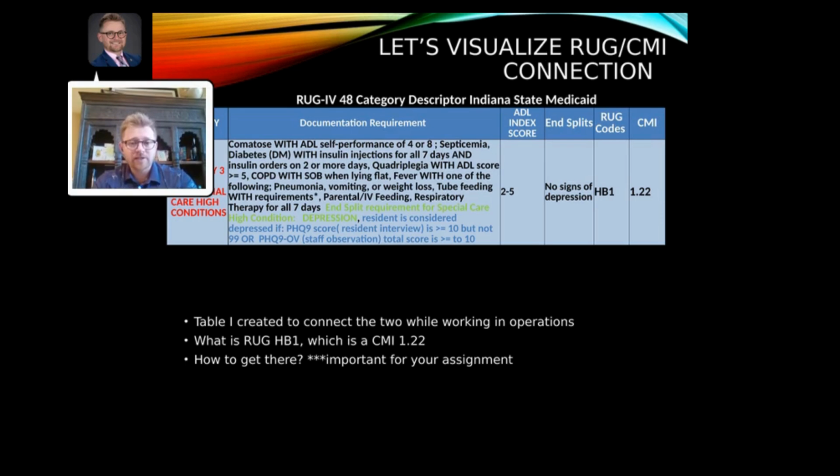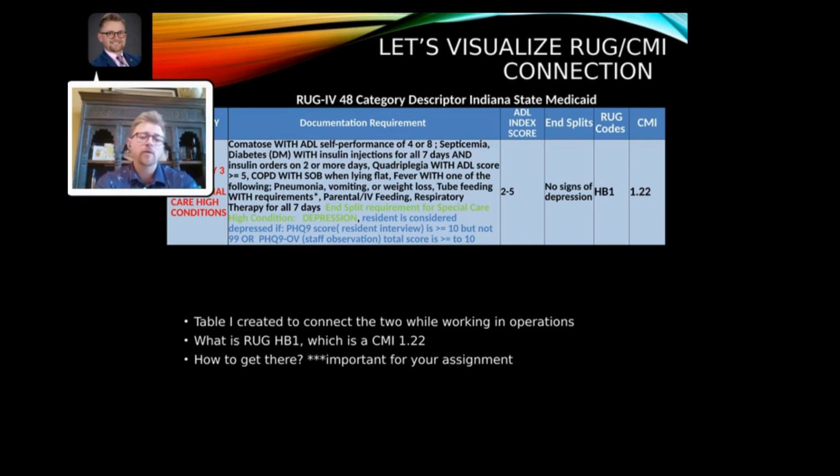So the ADL index score quantifies how much help they need. A higher ADL score means needs more assistance. Therefore, just like the in-split of depression, you've got two residents. One has an ADL score of 10, one has an ADL score of 5. The one that has an ADL score of 10 is going to take more resources to care for. Therefore, we should have a higher CMI.